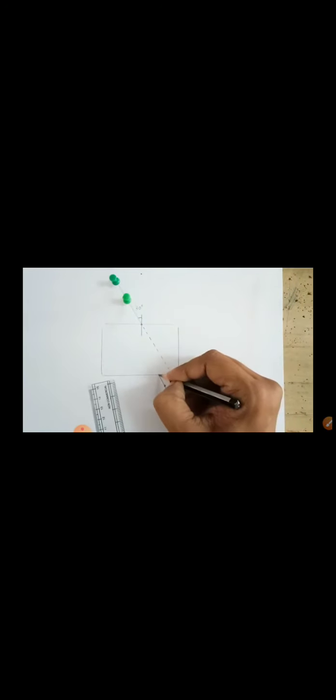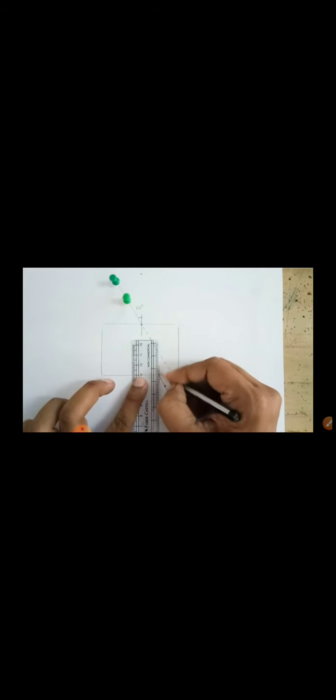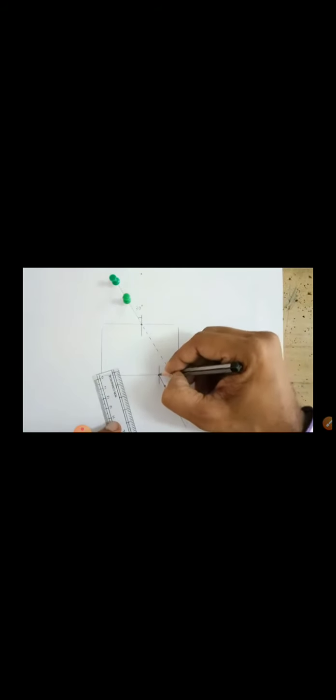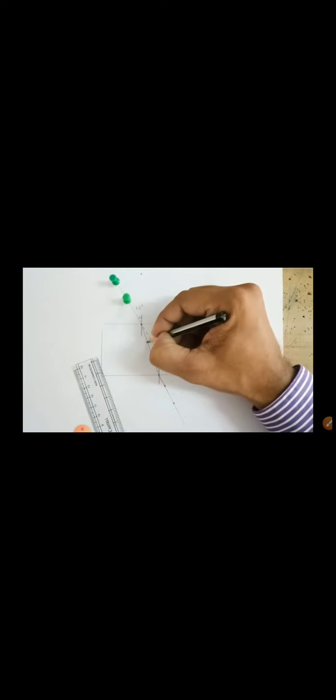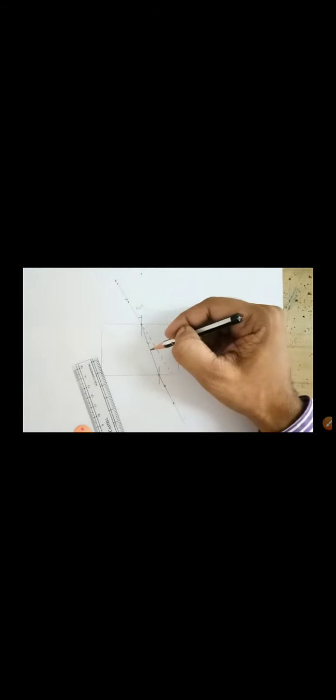This would be my refracted ray. This is the point of incidence. Again, a normal. Now this point and this point are supposed to be connected like this, right? Okay, so you can see that this ray of light was coming from air to the glass, so it bent towards the normal.